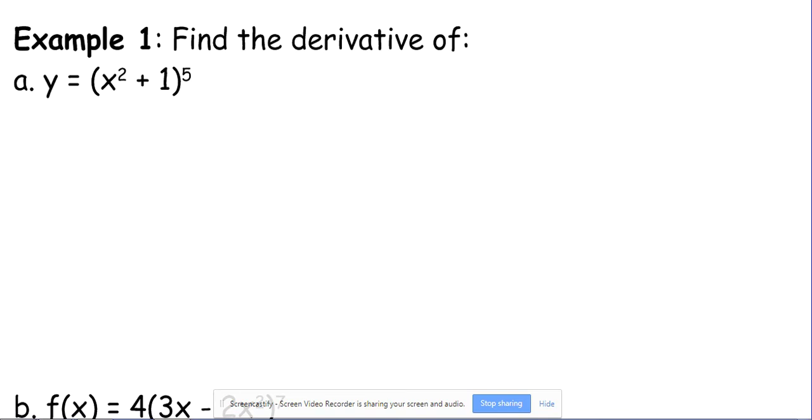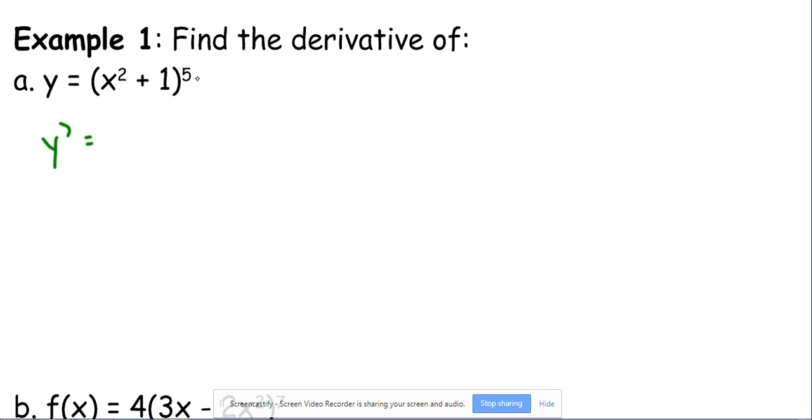Okay, so let's look at some examples of actually using the chain rule. If we need to find the derivative of x squared plus 1 to the fifth power, we don't want to have to multiply this out. We don't want to have to do the product rule with 5 terms. So what we're going to do is use our chain rule.